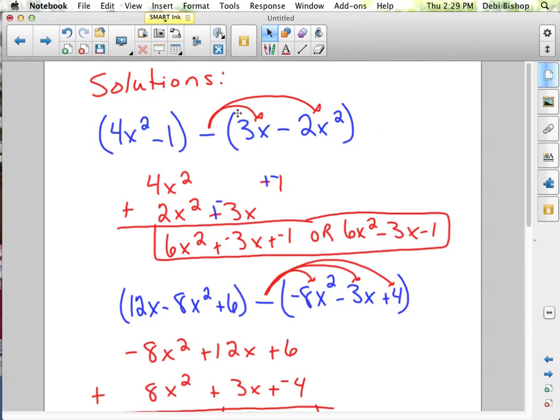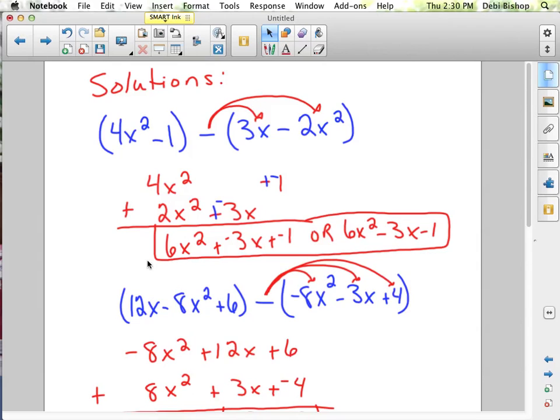Okay, so here's our solution. My first one, I take it, distribute it. Then I line them up, and here you can see I don't have an x term in my first equation, and I don't have a constant in my last equation, so you just bring those down, straight down. So you get 6x squared plus, minus 3x minus 1 is your answer for the first problem.